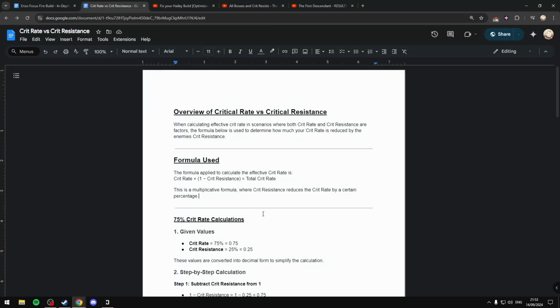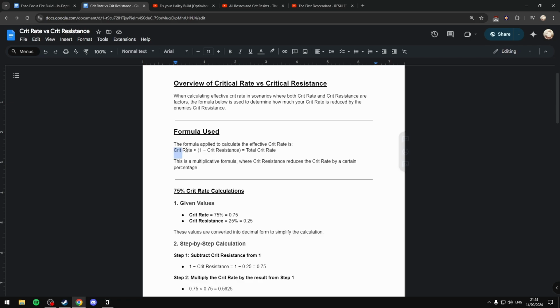Now, when calculating effective crit rates, this formula here is used to determine how much crit rate is reduced by the enemy's crit resistance. So this is what we use to calculate the total crit rate that we have. I had all this information 2 weeks ago, but I just didn't bother putting it into an actual document until I seen other people posting about crit rate.